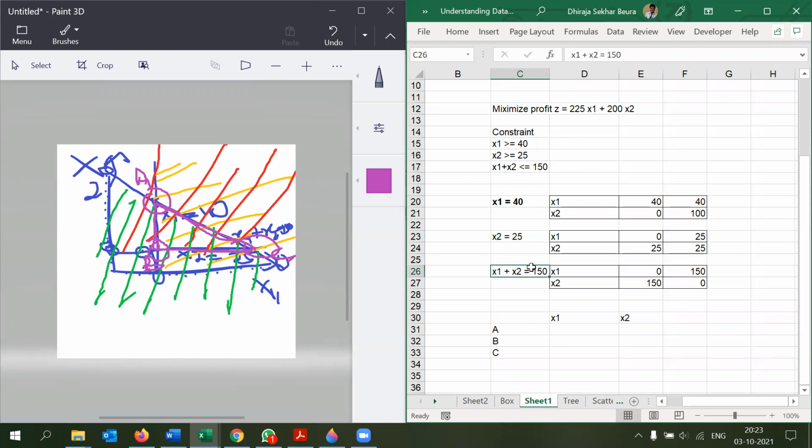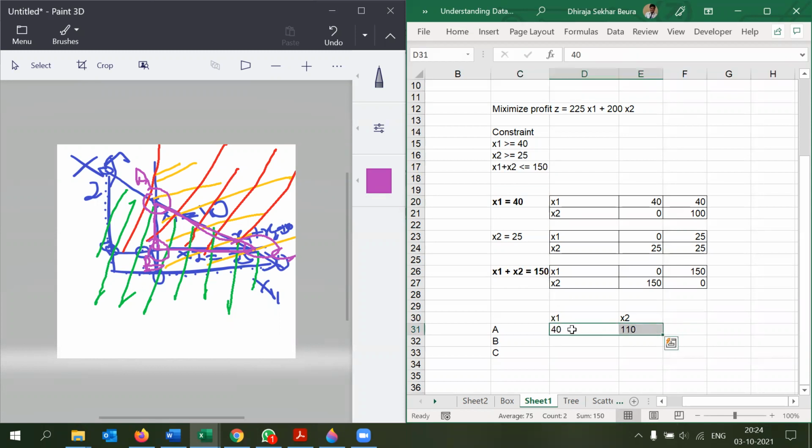X1 is equal to 40 and another one was X1 plus X2 is equal to 150. To find out the coordinates of this point, solve these two equations. What did I tell? 40 and 110. Yes. Everybody got it? 40 and 110?